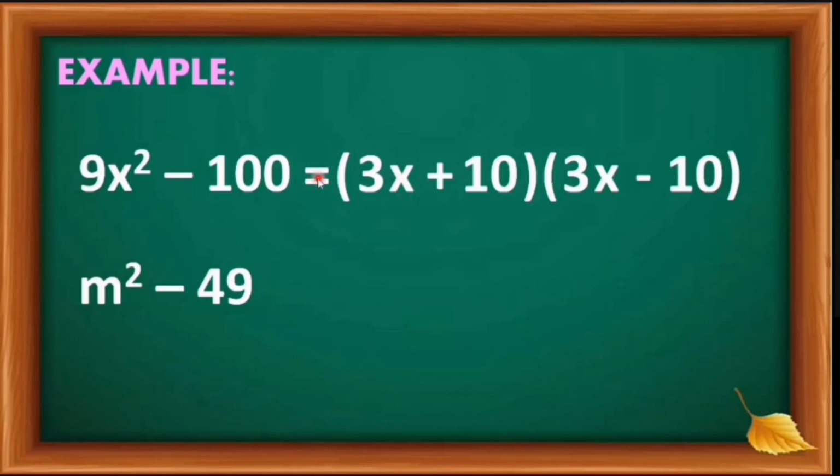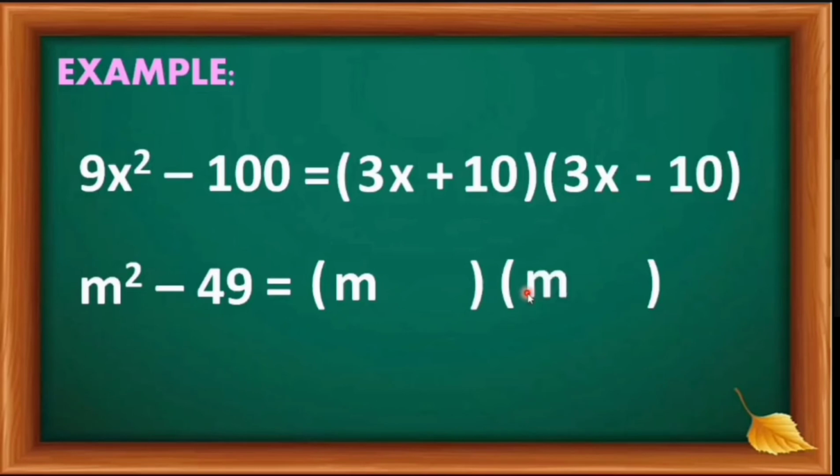Katulad ng ginawa natin sa first example, for us to be able to factor this out, ang unang gagawin natin, maglagay na agad tayo ng dalawang pares ng parentheses. Ibig sabihin, etong una represents the first factor at etong pangalawa naman represents the second factor. Next step, let us get the square root of the first term. What is the square root of m squared? That is m. Kung ano yung nilagay natin dito sa first term ng first factor, yun din yung ilalagay natin dito sa first term ng second factor because m times m is m squared.